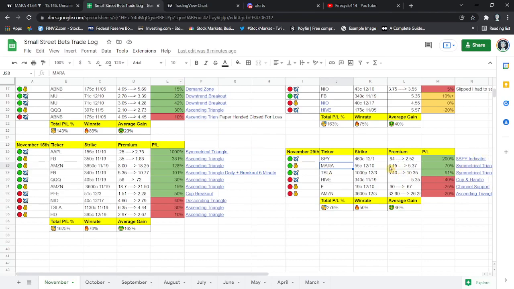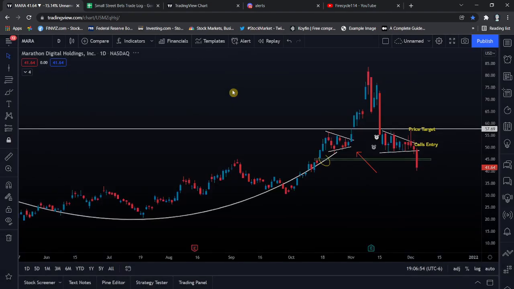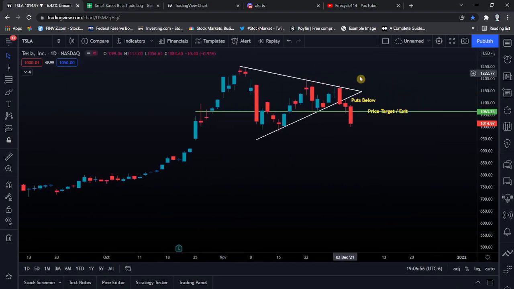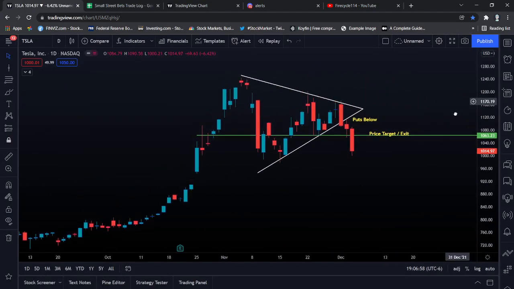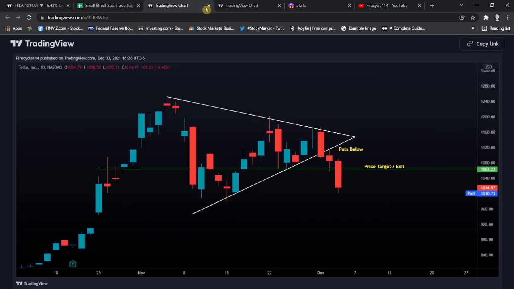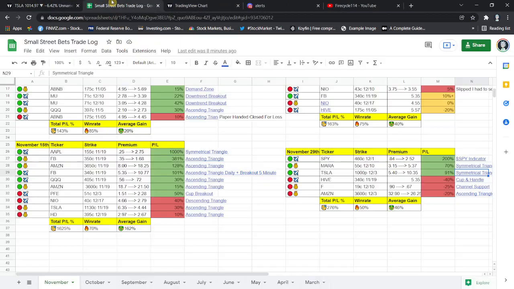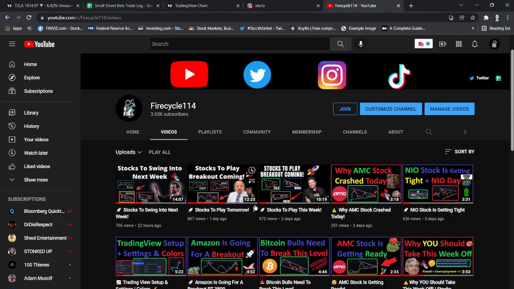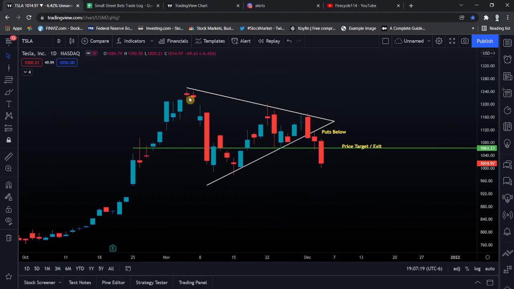And overall, that was good, 70%. The next one was on Tesla. Tesla, very similar play to our Mara play. You can go to the trade log and click the chart. We had a very nice symmetrical triangle. All of the plays that I alerted, I made videos on them. This is the importance of watching the videos, subscribing with the notifications on so that you get reminded.